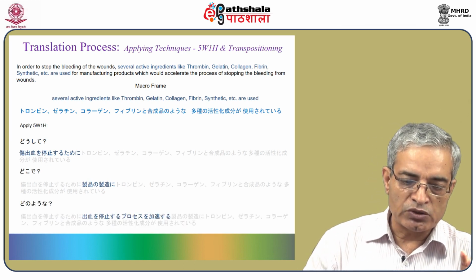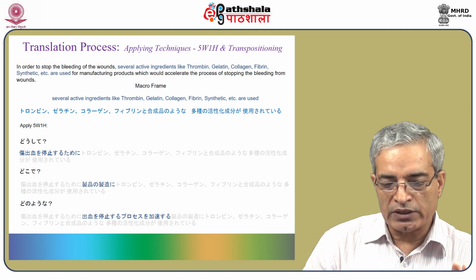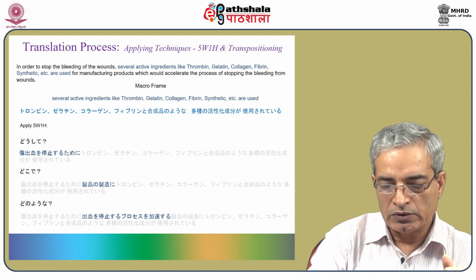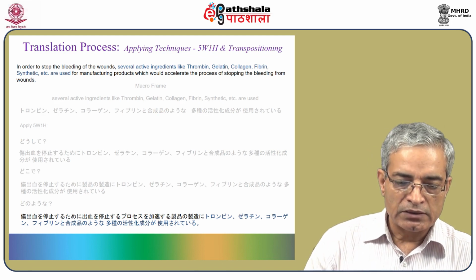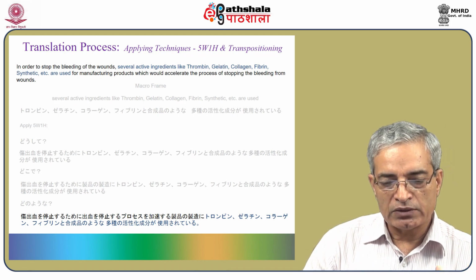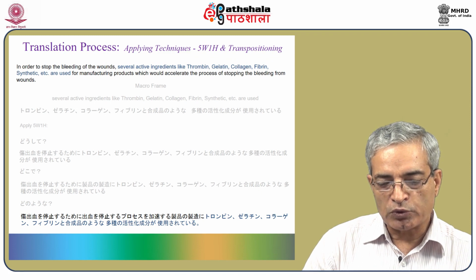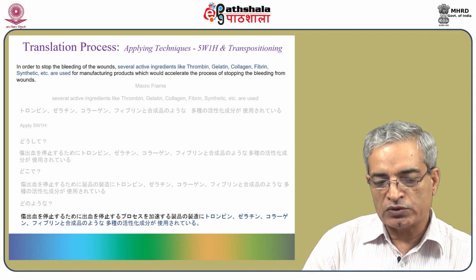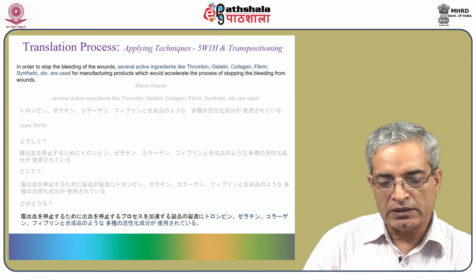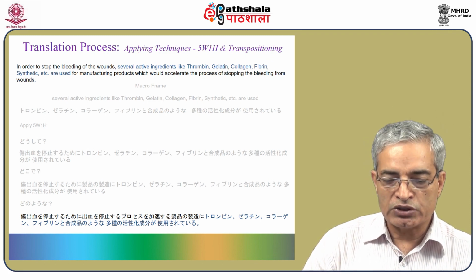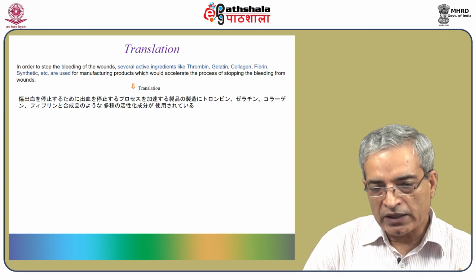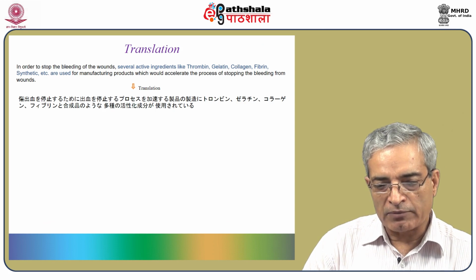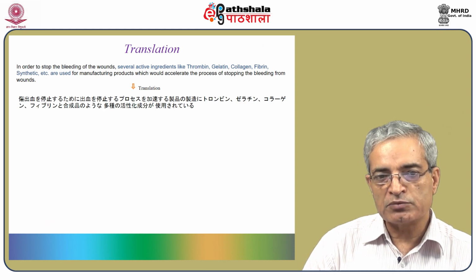And next question is dono yona. It's "shukketsu o teishi suru process o kasoku suru yona", which is not said here. And the final one is "kizu shukketsu o teishi suru tame ni shukketsu o teishi suru process o kasoku suru seihin no seizo ni A B C D no yona tashu no kase ka seibun ga shio sareteru". Does it make some sense? Quite complicated it looked in the beginning, but what has come out here does make a very smooth sense.